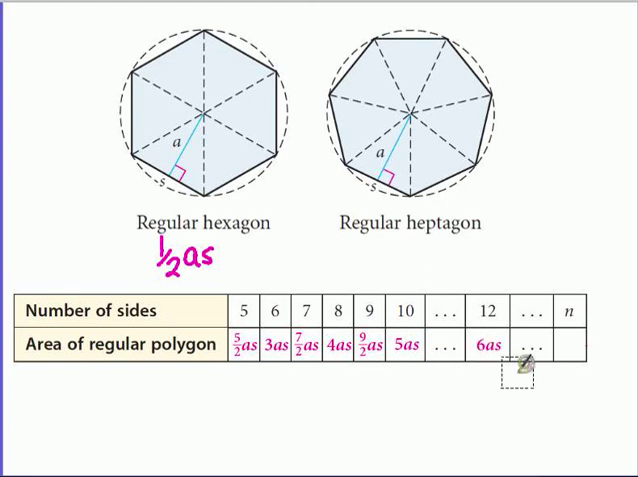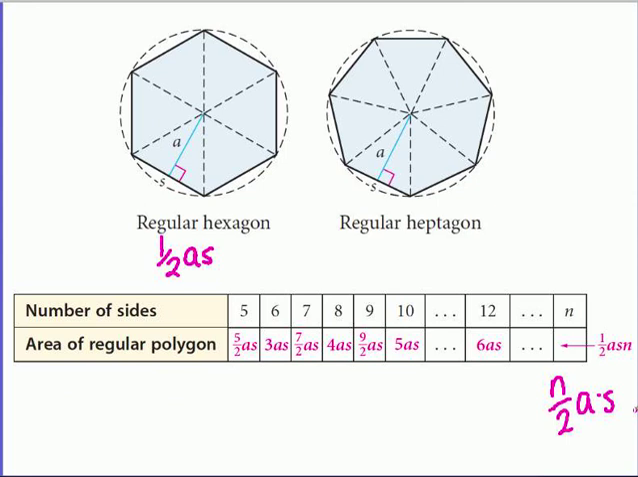So let's think about something. If I'm given n, like I was given 12 and I had 6 AS, I was given 10 and I get 5 AS, 8, I get 4 AS. If I'm given n, it's n over 2 AS, or 1/2 A times S times n. Same thing. You guys actually said n over 2 AS, and that's fine.